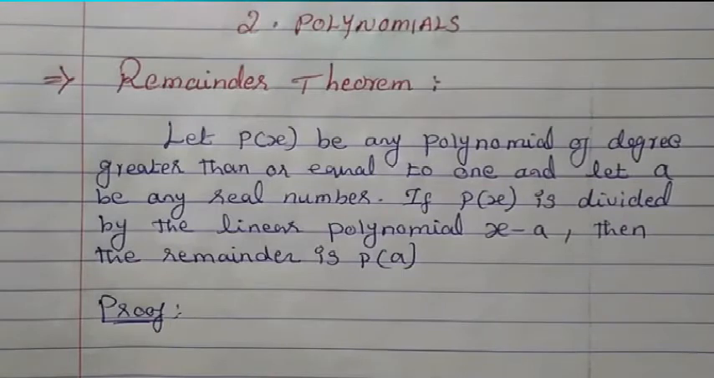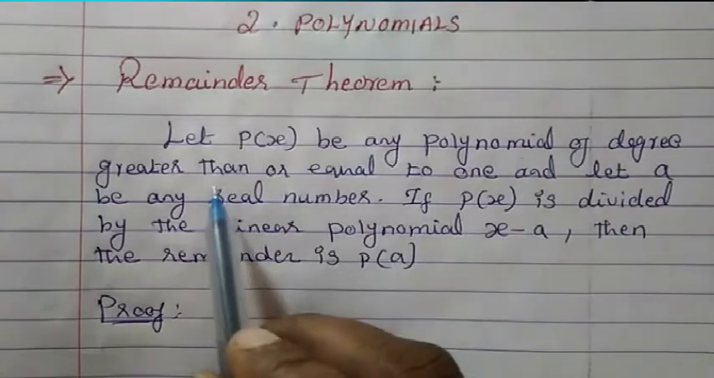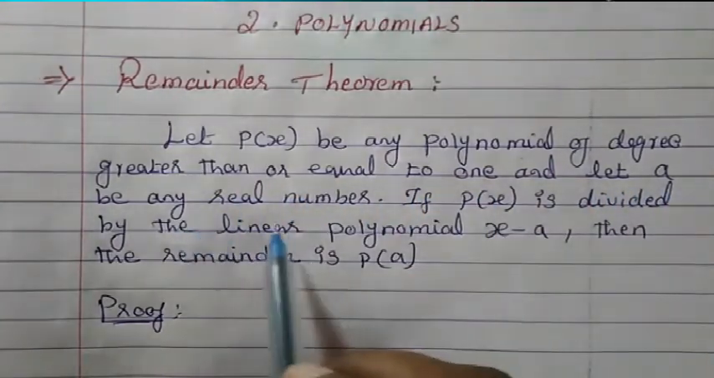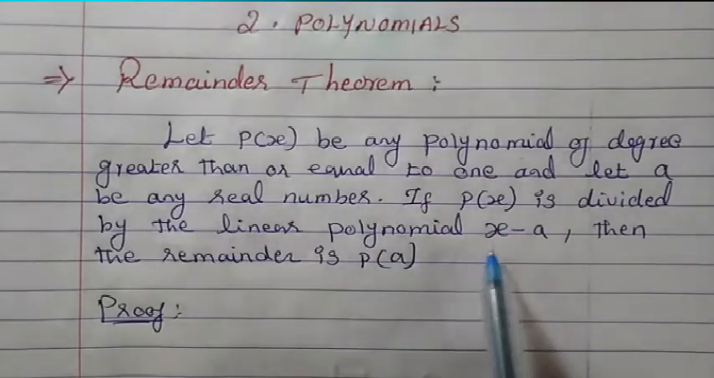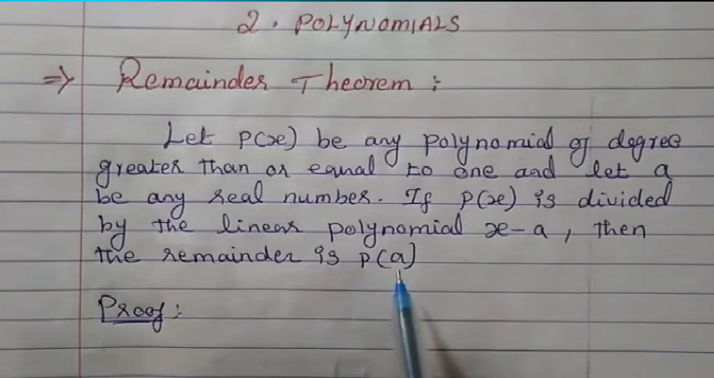Welcome to 9th Maths NCERT Chapter 2 Polynomials. Today we are going to study the concept Remainder Theorem. Let p of x be any polynomial of degree greater than or equal to 1 and let a be any real number. If p of x is divided by the linear polynomial x minus a, then the remainder is p of a. So let's try to understand this theorem.